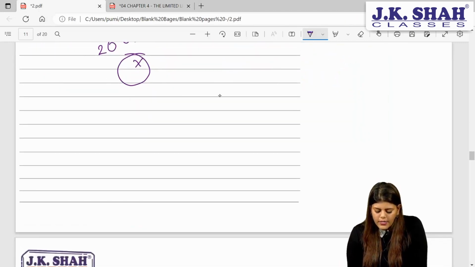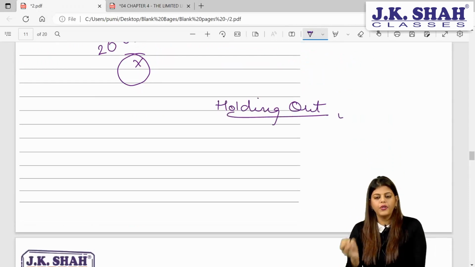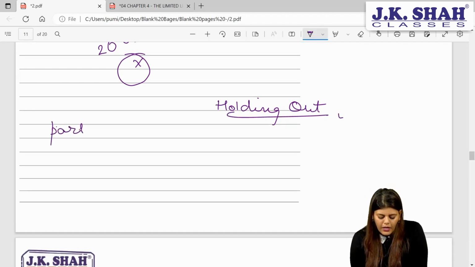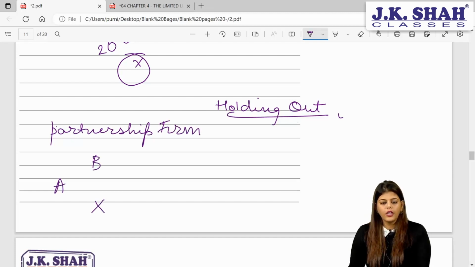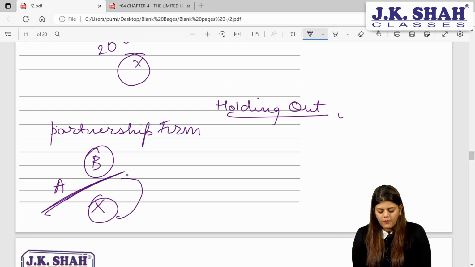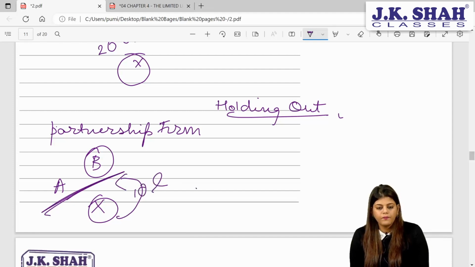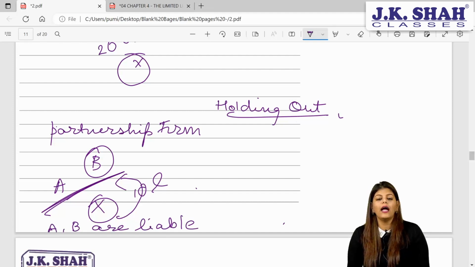Then, you had a concept of holding out. I am going to make it comparable with a normal partnership firm. Let's say this is a normal partnership firm and A, B, X are sitting together, not related to each other. B tells X, you know what, I am partner of Mr. A. A keeps quiet. So X assumed that both of them are partners. And X ended up giving a loan of 10 lakhs to A and B. Who is liable to X? A and B both are liable by the principle of estoppel or holding out.